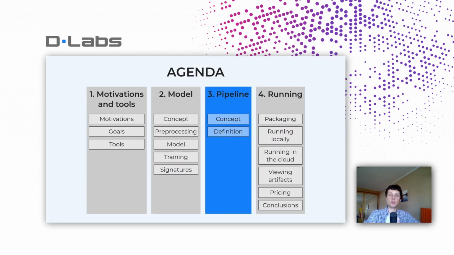In the last two episodes we were talking about the motivations for even approaching the subject of MLOps. In the previous episode we were talking about how to create a model for text sentiment analysis. And this time we're going to be talking about how to create a machine learning pipeline that will be able to train and deploy such a model. First, we'll go over the steps on a conceptual level, and then we are going to see the definition in code. Finally, in the next episode, we will be talking about running this pipeline both locally and in the cloud.